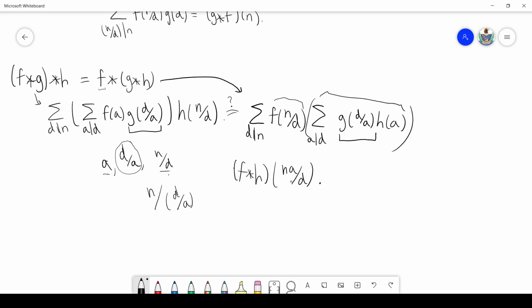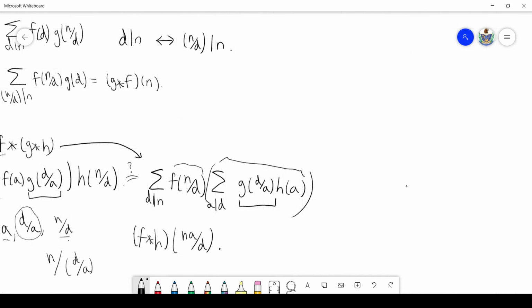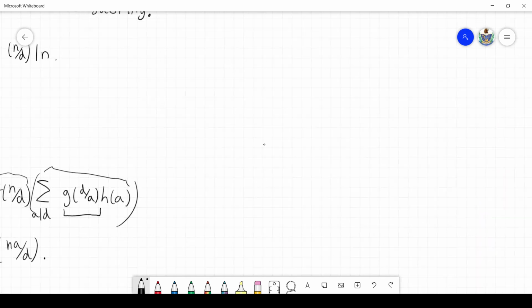If we fix d over a, we're factoring out g of d over a from both sides because we have that common term, and then we see what's left over is f convoluted with h applied at n divided by d over a. So Dirichlet convolution is associative.